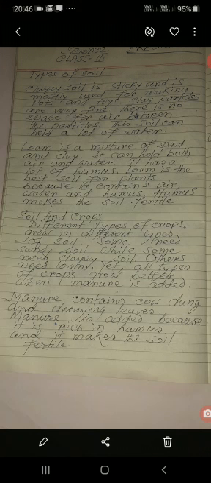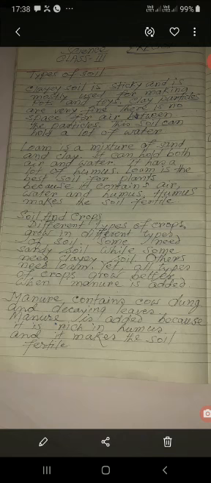Loam is a mixture of sand and clay. It can hold both air and water. It has a lot of humus. Loam is the best soil for plants because it contains air, water, and humus. Humus makes the soil fertile.